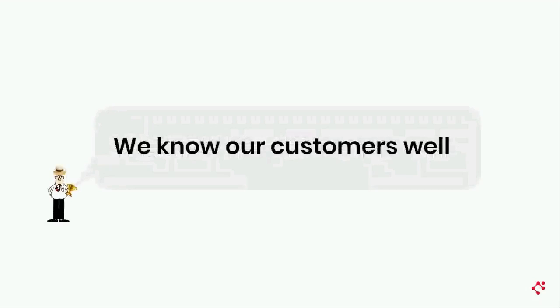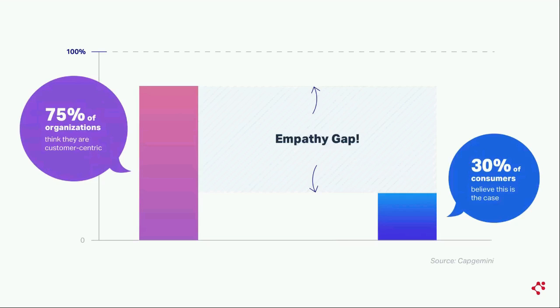So from a user needs perspective, one of the things we often see is this, the off-quote, this is Dilbert saying, we know our customers well. But the research from Capgemini says that 75% of organizations think they know their customers well, that they're customer-centric, but from a consumer perspective, only 30% think that the companies they buy from understand them. And so that leaves this empathy gap.